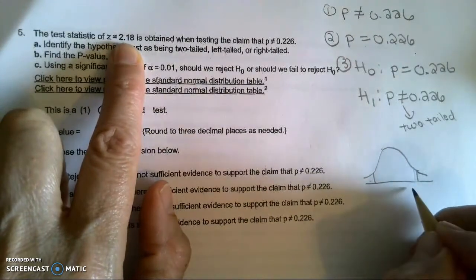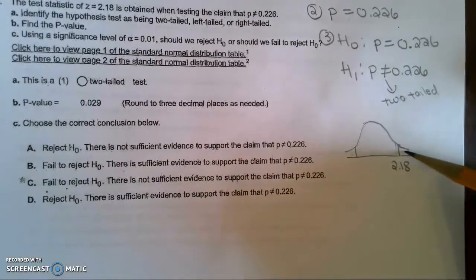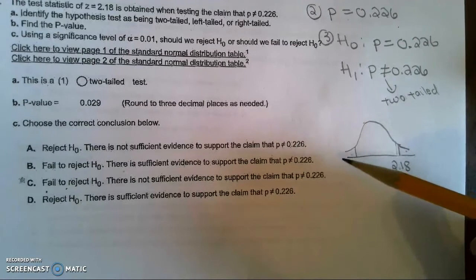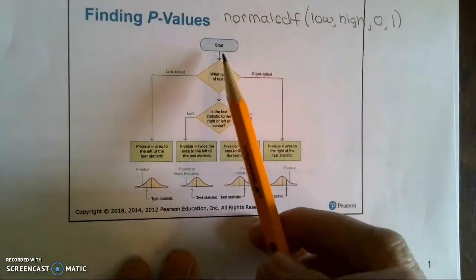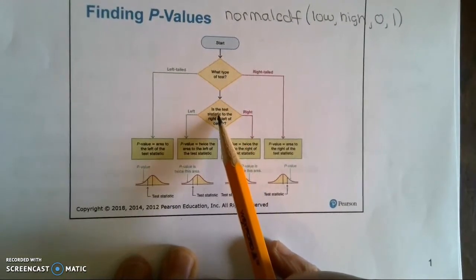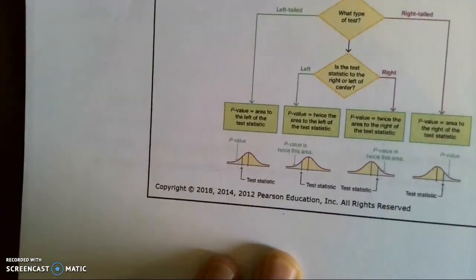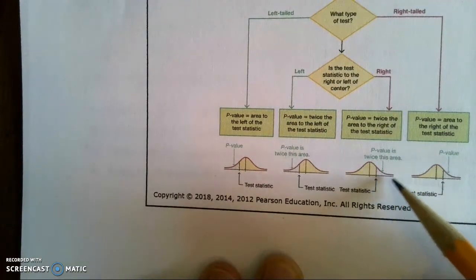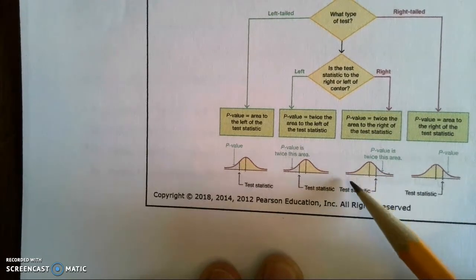So here's my test statistic, 2.18. We go over here. The way I find the p-value is I want to take this area times 2, or take this area plus this area, which is if this was negative 2.18. Just to show you how to do that here, what type of test do we have? It's a two-tailed test. Is the test statistic to the right or left? The test statistic is positive 2.18, so it's to the right. So the p-value is twice this area to the right of 2.18, or again, you could take this plus the area beyond negative 2.18.